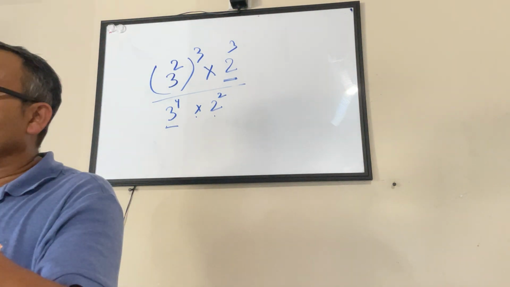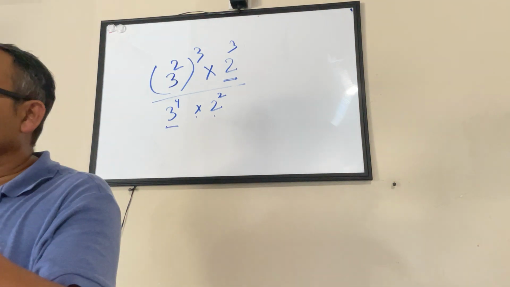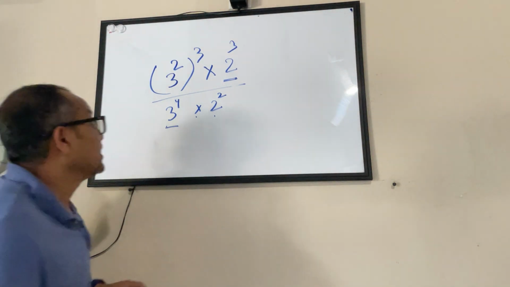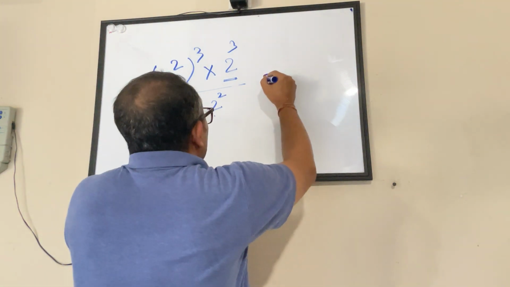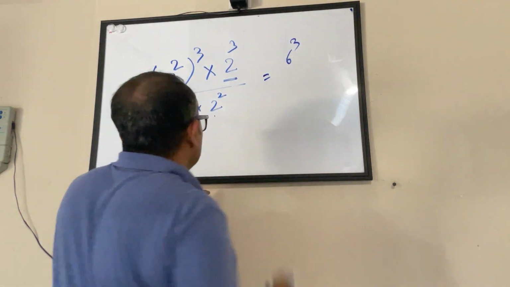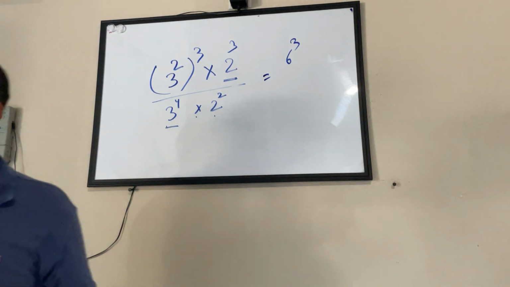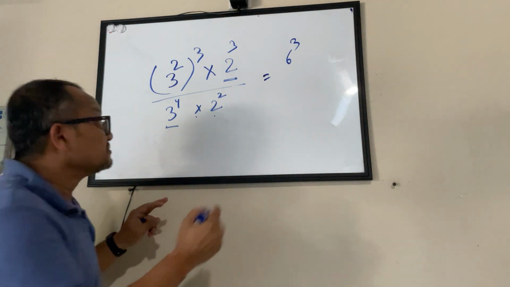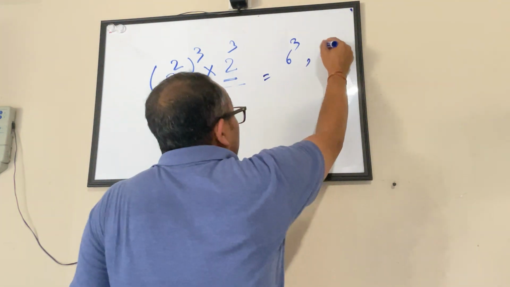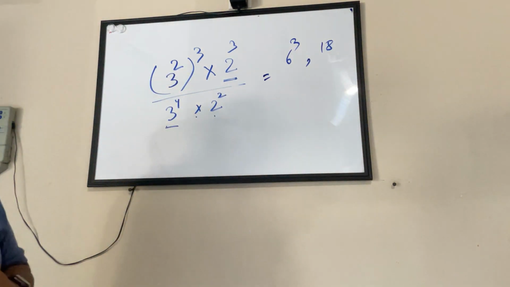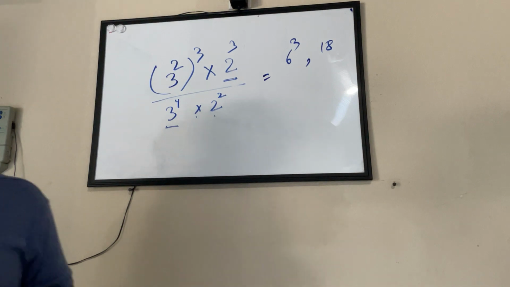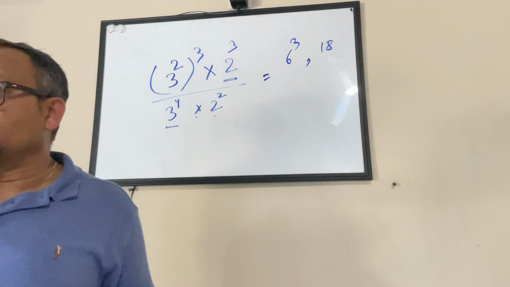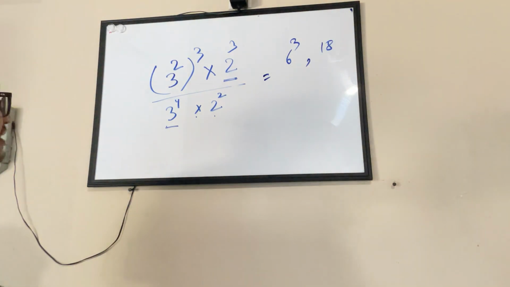Is it 6 to the power of 3? Okay, this is one answer. How about you, Pranav? I got 18. So there are two answers, 6 to the power 3 and 18, and both are not the same for sure. Let's see which one is correct, or if there is a third answer that could be correct.